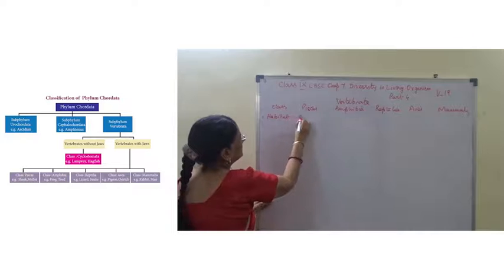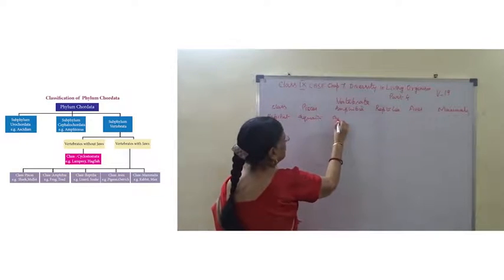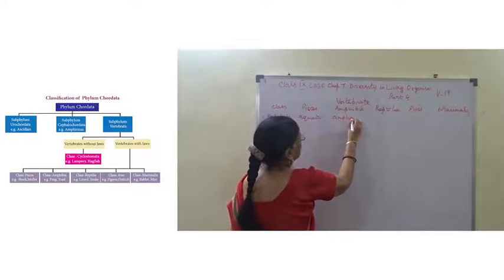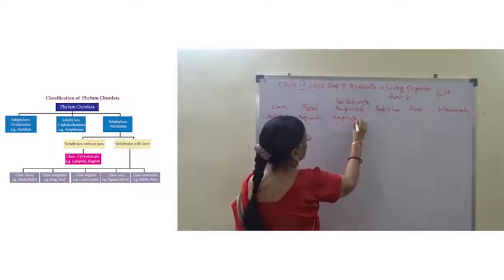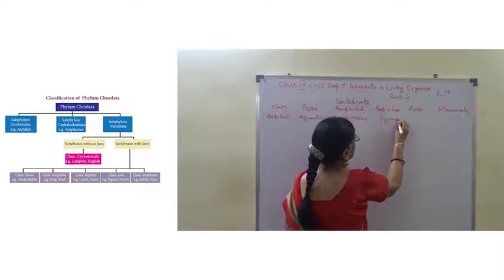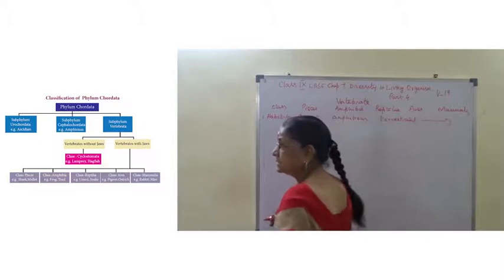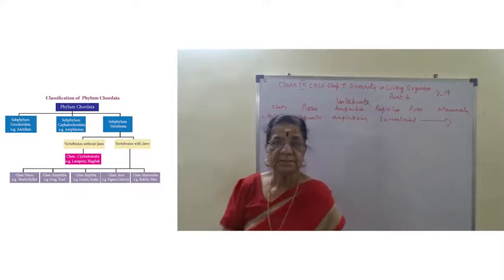First habitat, it is aquatic. Habitat: aquatic, amphibious, and then terrestrial. These two are terrestrial. Okay, we'll just continue.